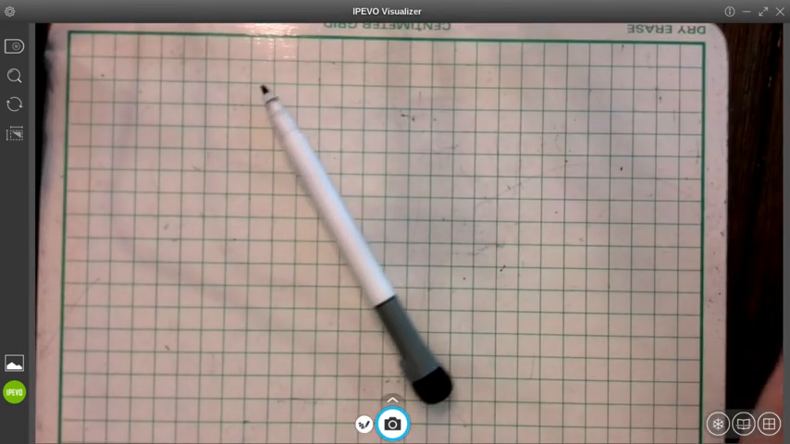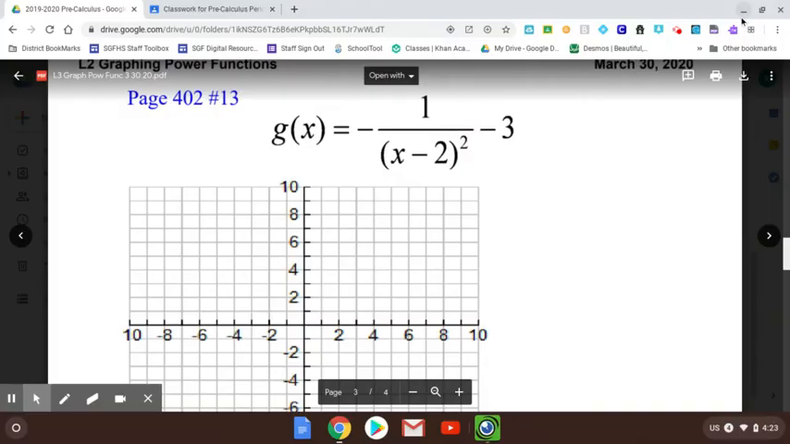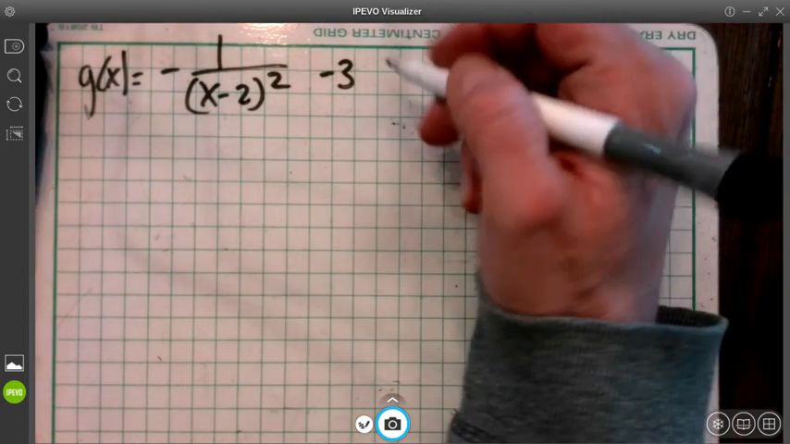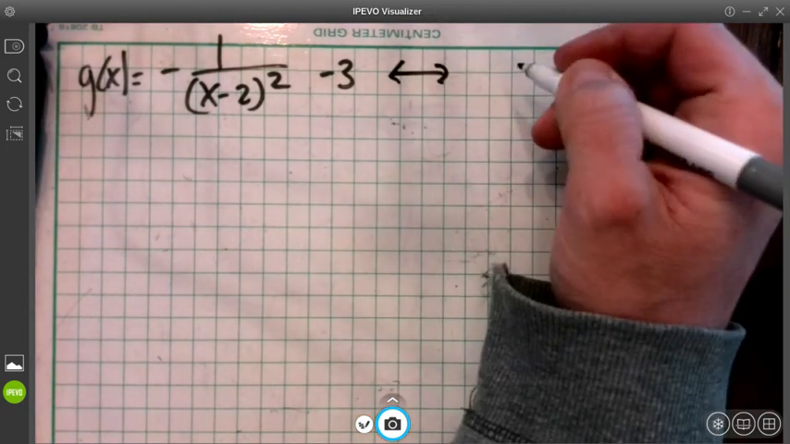All right, new function. Let's see what we got. G of x equals negative 1 over x minus 2, the quantity squared, minus 3. All right, this is where the chart comes into place. We're going to need to figure out what graph does this resemble. Well, it resembles this guy.